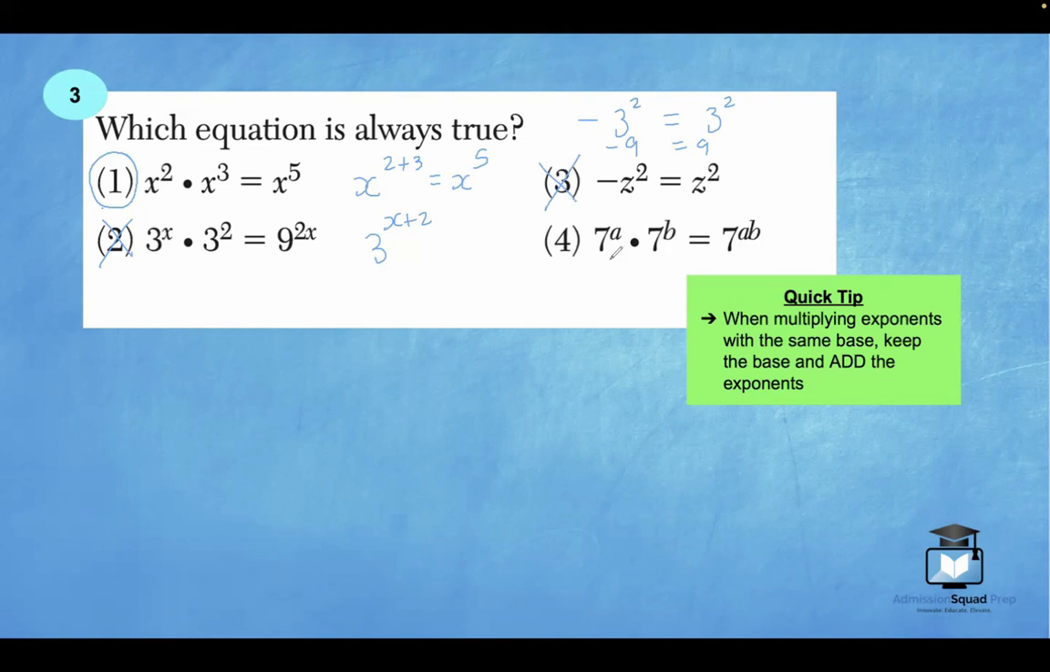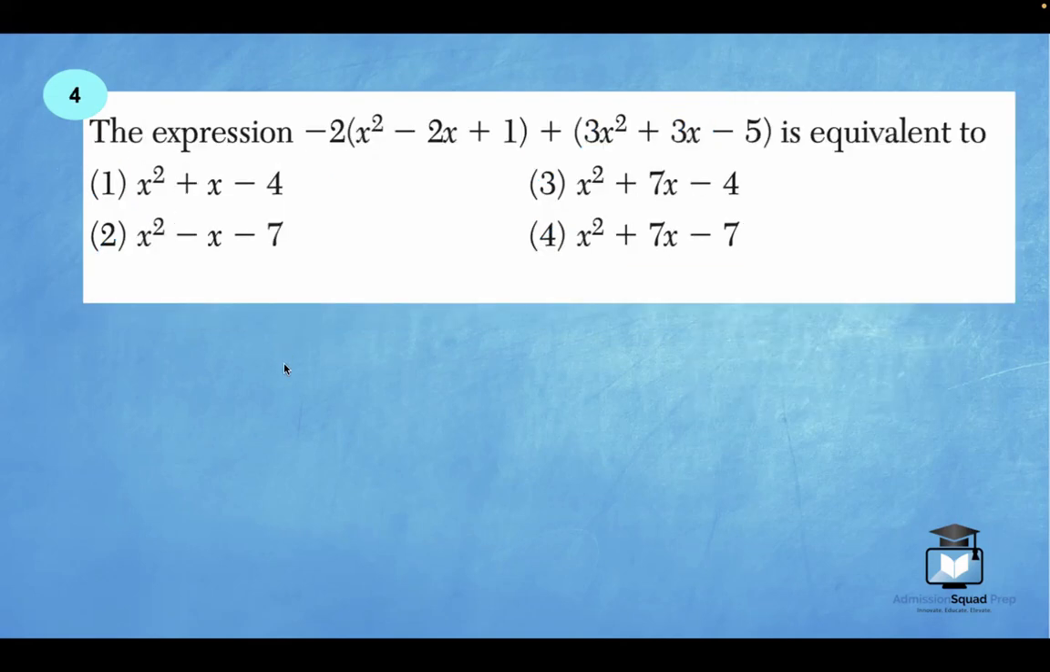And for answer choice 4, we have 7 to the a times 7 to the b, which should be 7 to the a plus b, not 7 to the a times b. So that is also incorrect. So answer choice 1 is the correct answer. Let's continue. Number 4, the expression negative 2 times x squared minus 2x plus 1 plus 3x squared plus 3x minus 5 is equivalent to.